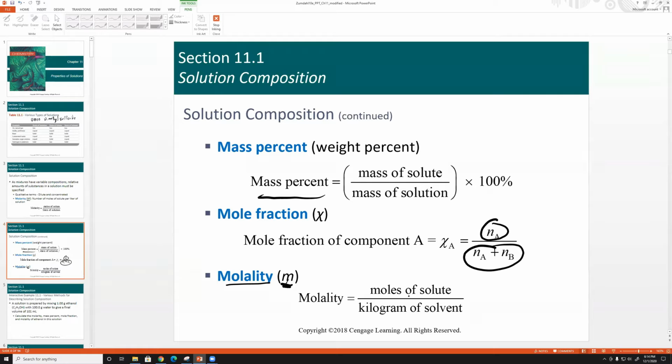And molality is the moles of solute. That's the same, whereas molarity is moles divided by liters. The moles of solute is the same, but instead of the liters, we have kilograms of solvent as opposed to liters.